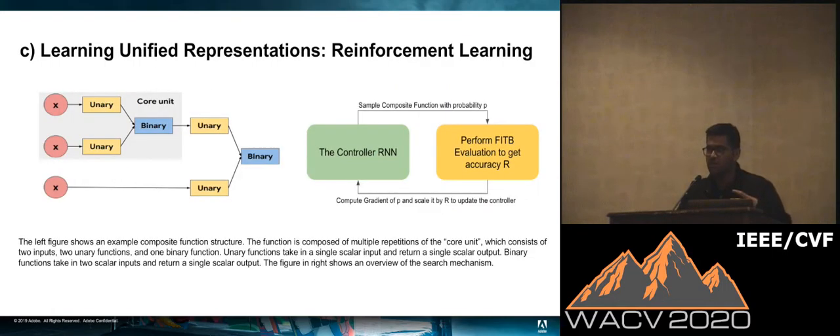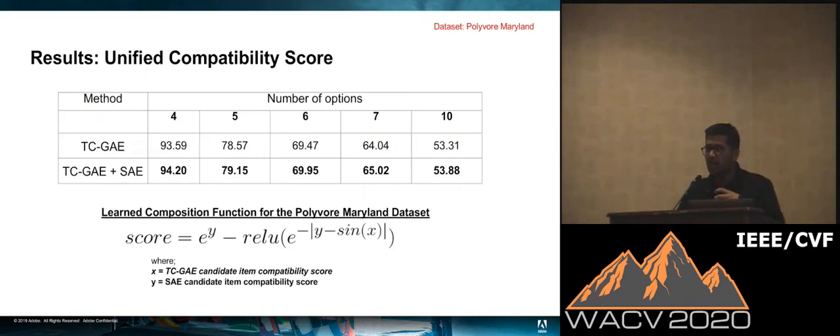Finally, we use the REINFORCE algorithm in reinforcement learning to learn composite dataset-specific transformation functions that can learn a unified compatibility score. The results show that the unified compatibility measure achieves state-of-the-art performance.